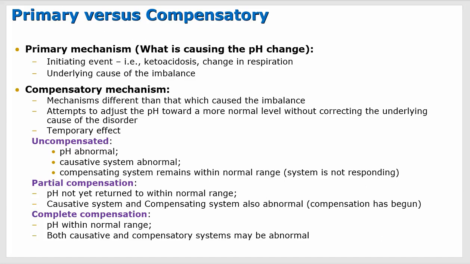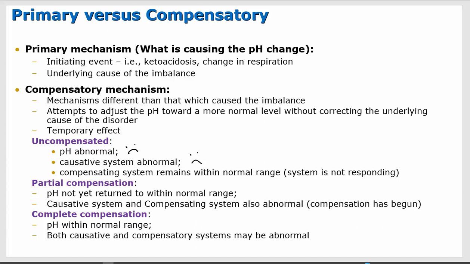It can either be compensated, partially compensated, or uncompensated. If it's uncompensated, and this is the thing to remember, you haven't compensated. Your pH is still out. You're either still below 7.35 or above 7.45. You're still out of range. Whatever's causing the problem is still not working, and the compensating system is fine.